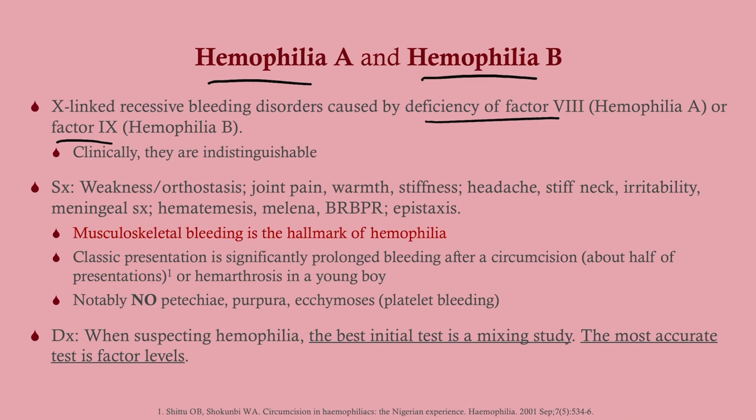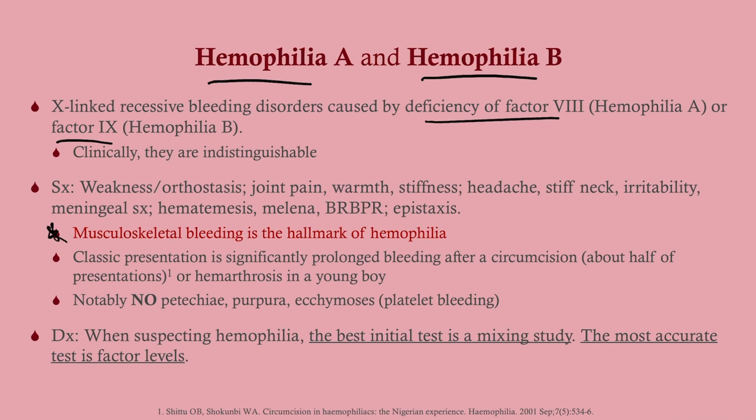The symptoms are going to be exactly what we talked about with the deep bleeding. Can cause joint pain if you get a hemarthrosis, warmth, stiffness, headache, stiff neck, irritability would suggest a CNS bleed. They can get hematemesis, lots of blood loss through the GI tract, epistaxis, but really look for those deep bleeding symptoms. That will be given to you on your exam. Now, weakness and orthostasis can happen due to chronic blood loss over a period of time, can cause an iron deficiency anemia, and that's common to see. So musculoskeletal bleeding is the hallmark of hemophilia.